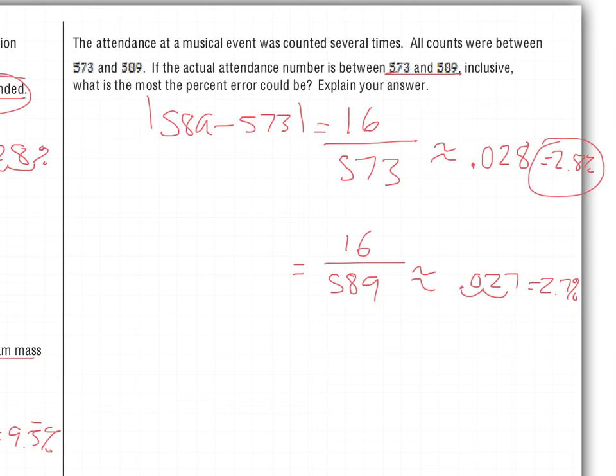Now, before we move on, I want to ask, is there a way we would have known, even before doing the calculation, that this one was going to be the greater error? Is there a way we would have known that? Turn and talk with your partner. Is there a way that we could have known that that was going to be the greater error?